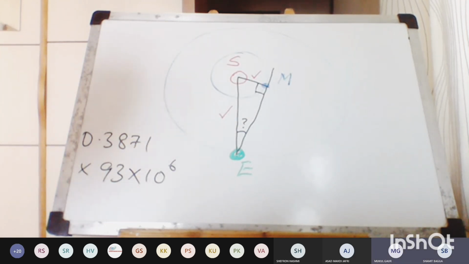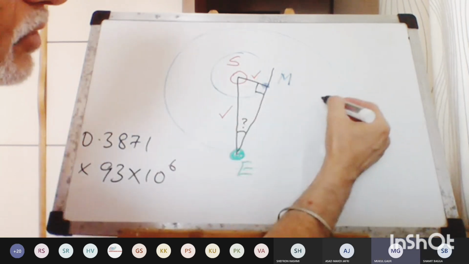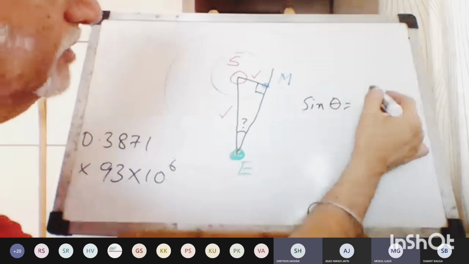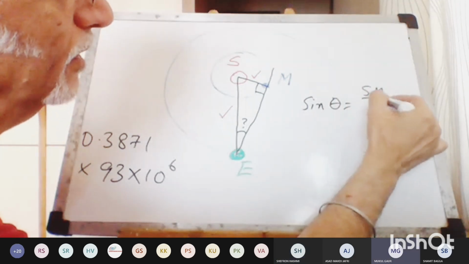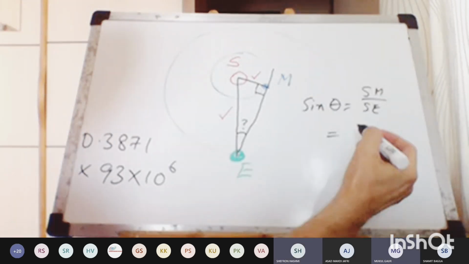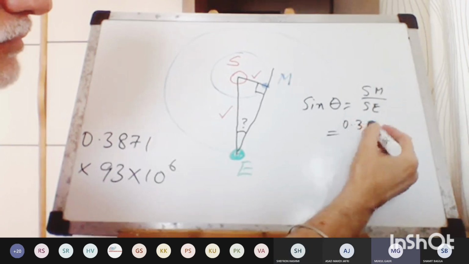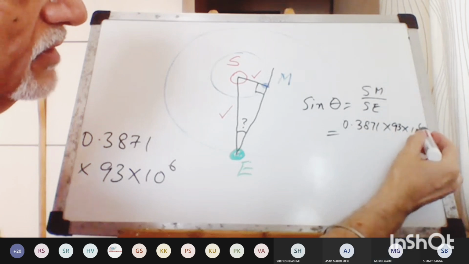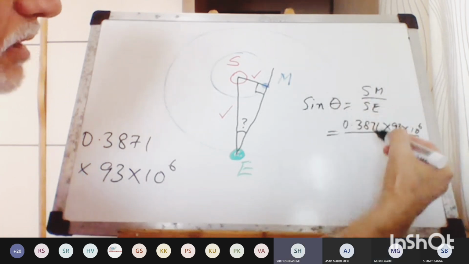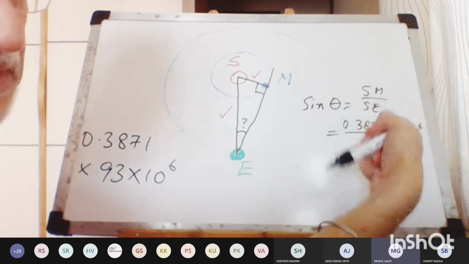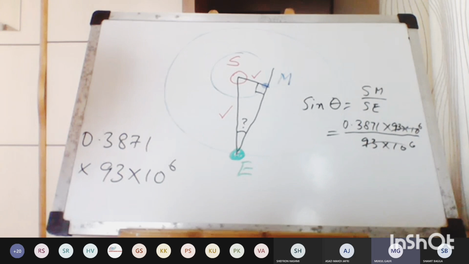Who got the answer? Just dictate to me. I will do the question on the board. Sin theta is equal to SM upon SE. आगे? SM is 0.387 into 93 into 10 to the power 6, upon SE, 93 into 10 to the power 6. Already know 93 into 10 to the power 6, so it cancels out. It was done in a second. What is the big deal in this? थीटा निकालो, sin inverse 0.3871.